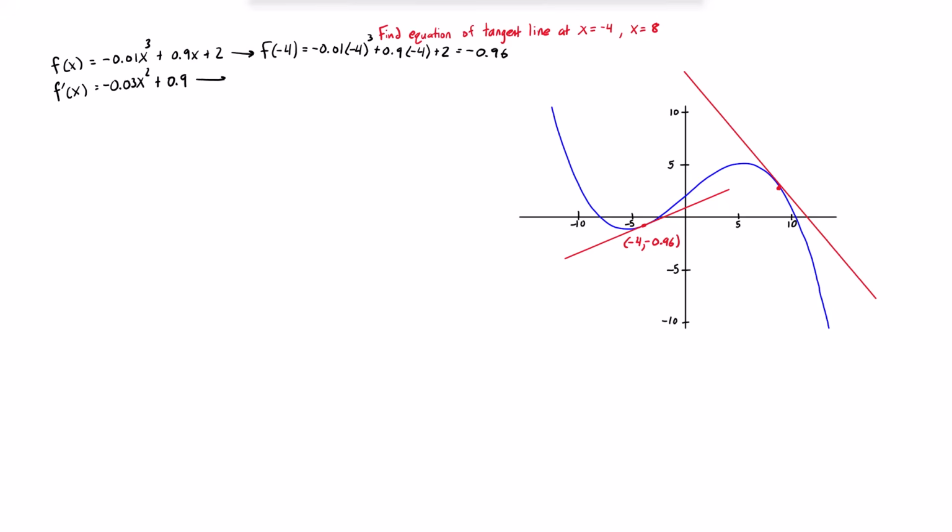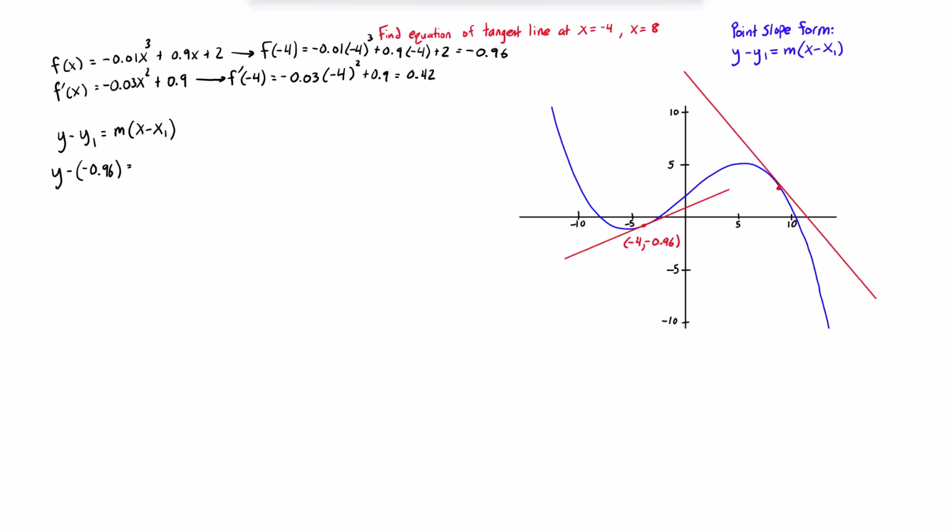The other thing that we want to do is find the slope at this point, and the slope is just going to be when we plug x equals negative 4 into the derivative, and we get 0.42. So that is the slope of the tangent line, and we're going to put that into the point-slope form equation as m. And y1 and x1 are going to be the coordinates at that point. So let's fill these in. y is just going to stay as is. y1 is the coordinate that we have at this point, which is negative 0.96, is equal to m, which we found to be 0.42, times x minus x1, and that is the x coordinate at that point, so that's negative 4.